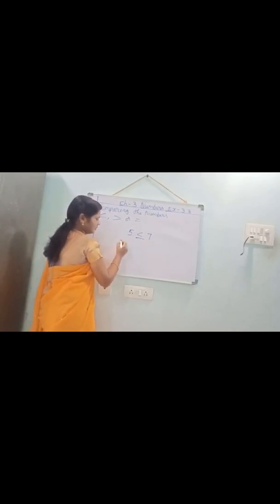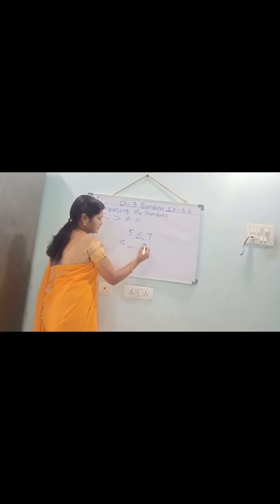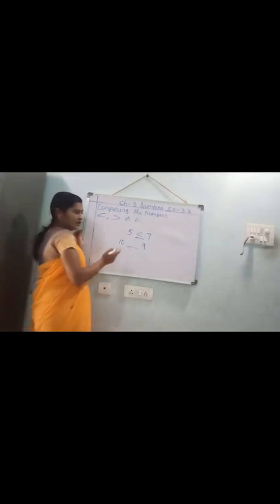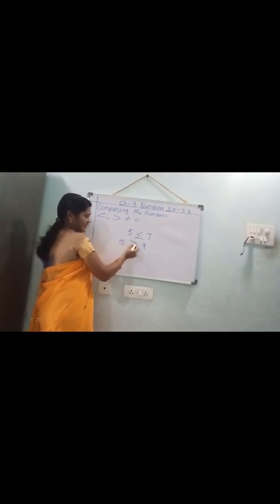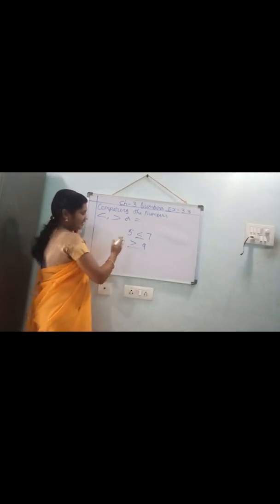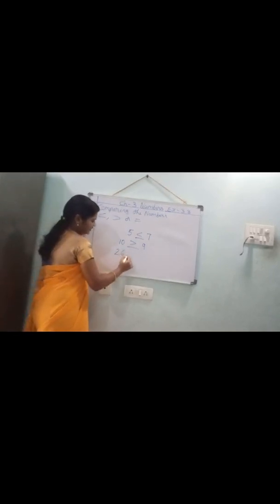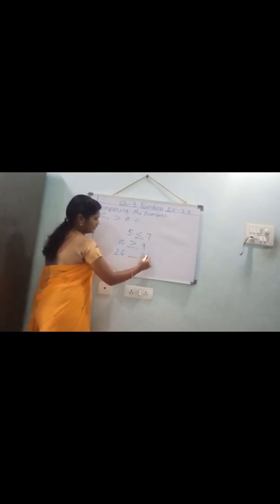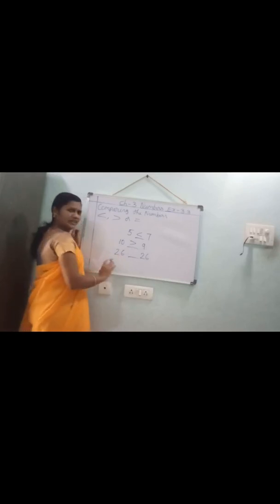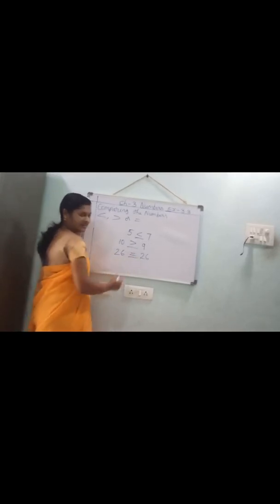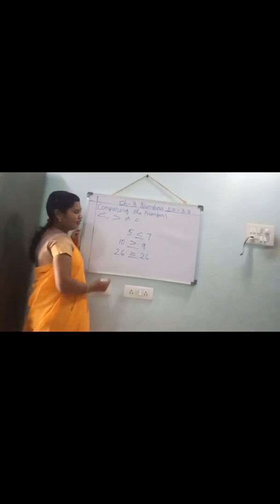Next, 2-digit numbers. In 2-digit numbers, 10. This is a 1-digit number. Which one is greater? 10 is greater. Yes, 10 is greater than 9. Now, 26 and 26. Both are equal. Yes, 26 and 26, both are equal.